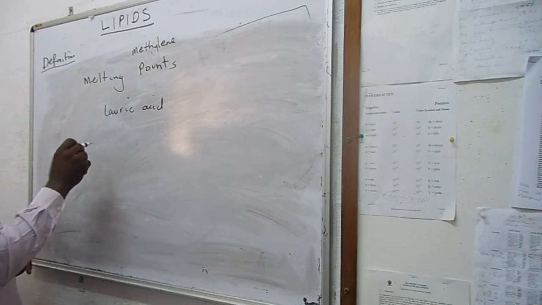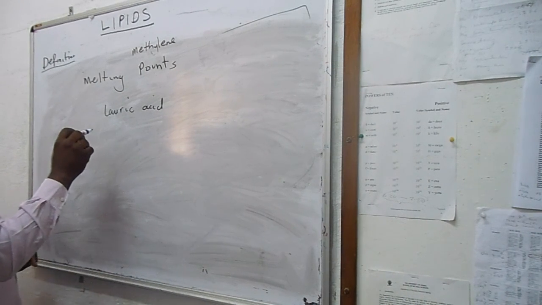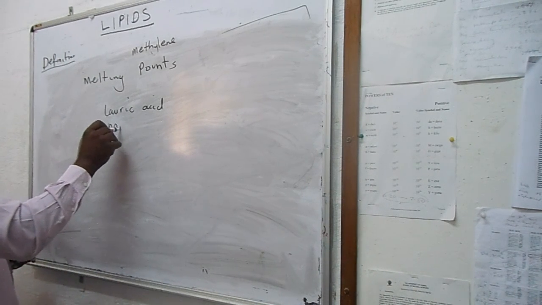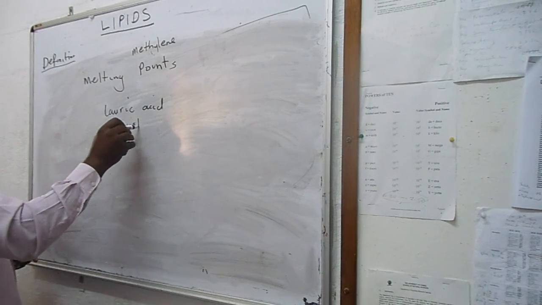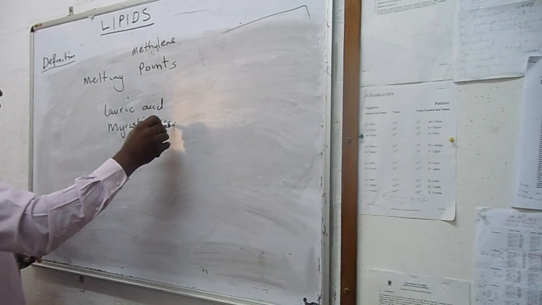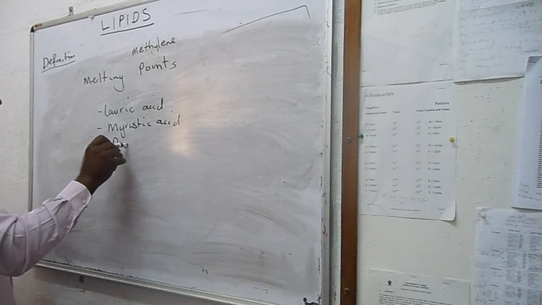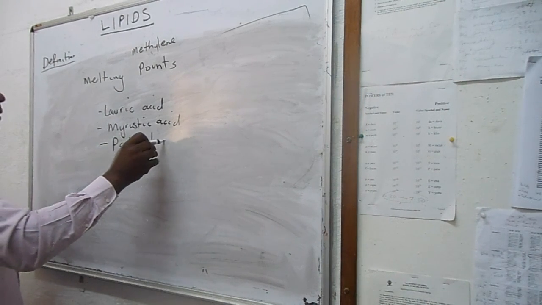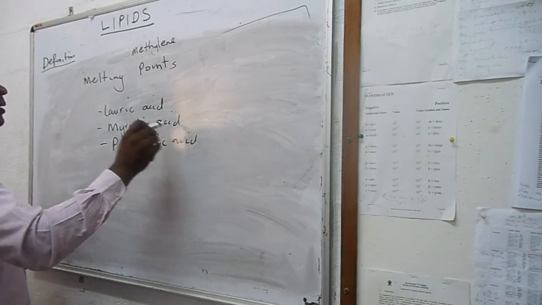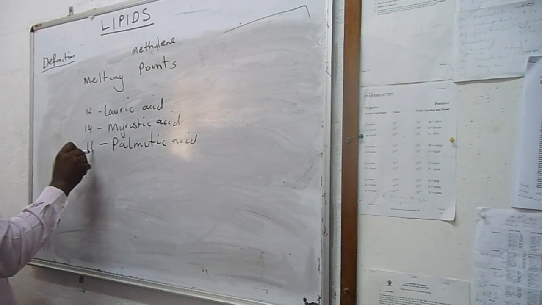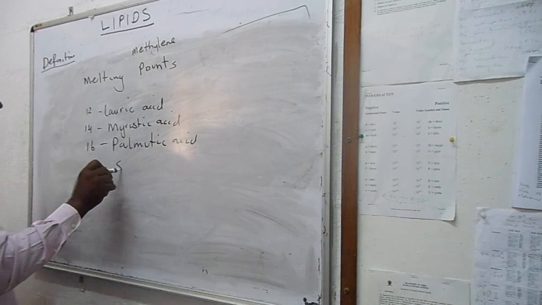Okay? If you looked at lauric acid, what is the next one? Myristic acid. Lauric acid, myristic acid, palmitic acid. This is 12 carbons, this is 14 carbons, this is 16 carbons, 18 carbons, stearic acid.